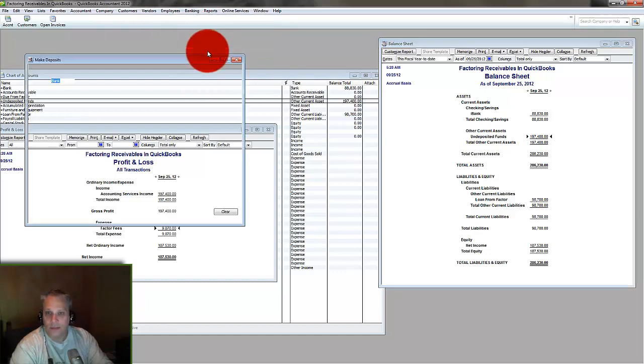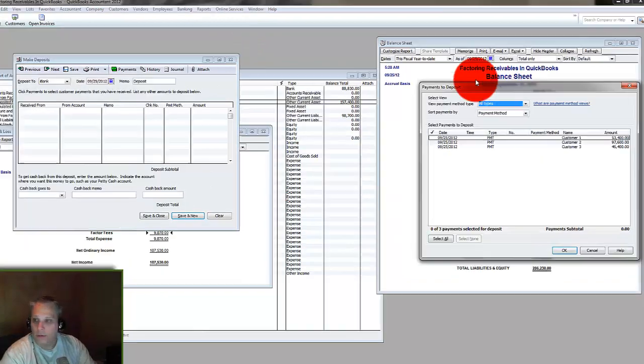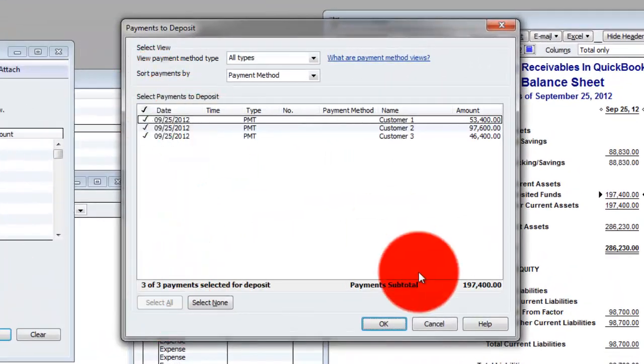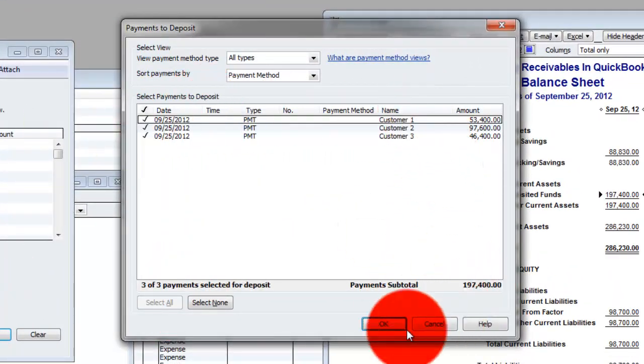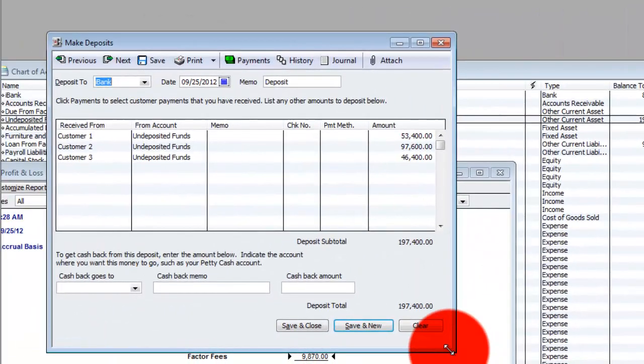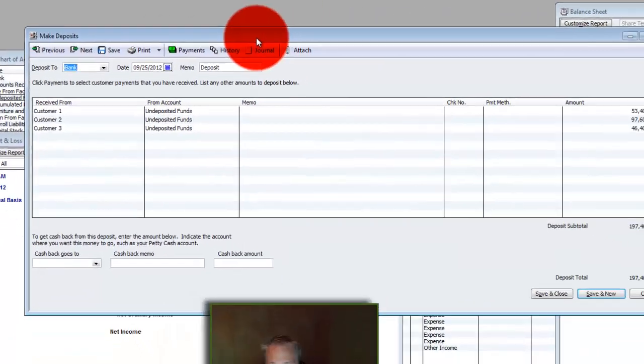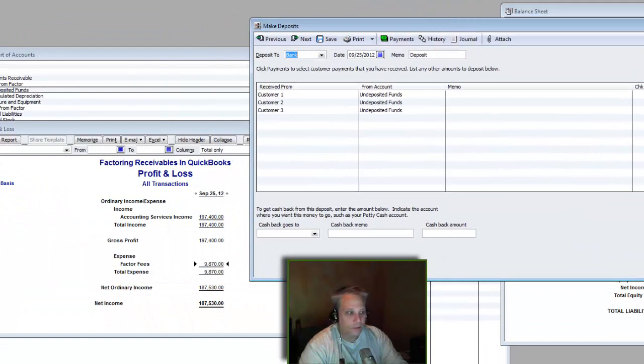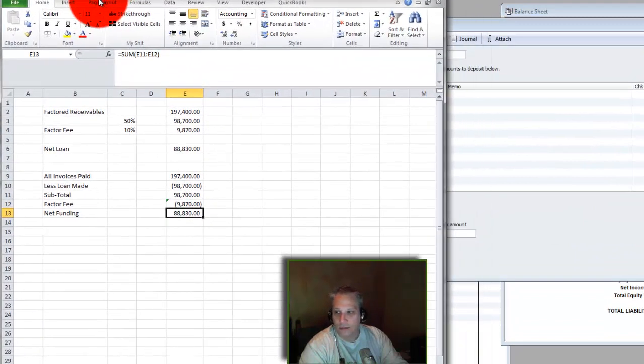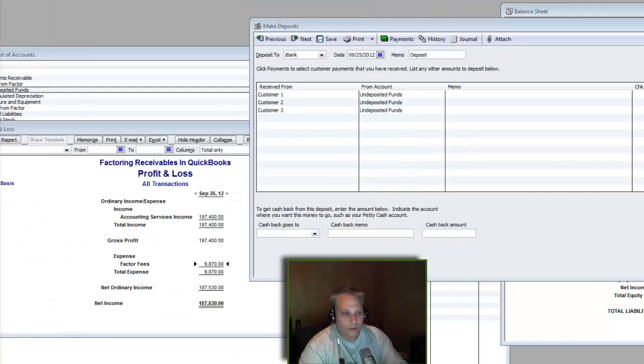I'm just going to go into the make deposit screen now. I'm going to grab all of this money, select all. I'm just pulling it out of undeposited funds to stick it in the deposit form, because I've got to clear it out of undeposited funds. Now here's where I deal with the rest, because now I have to deal with the reconciliation of this $197,400 to this $88,830. And so we're going to go down my list.